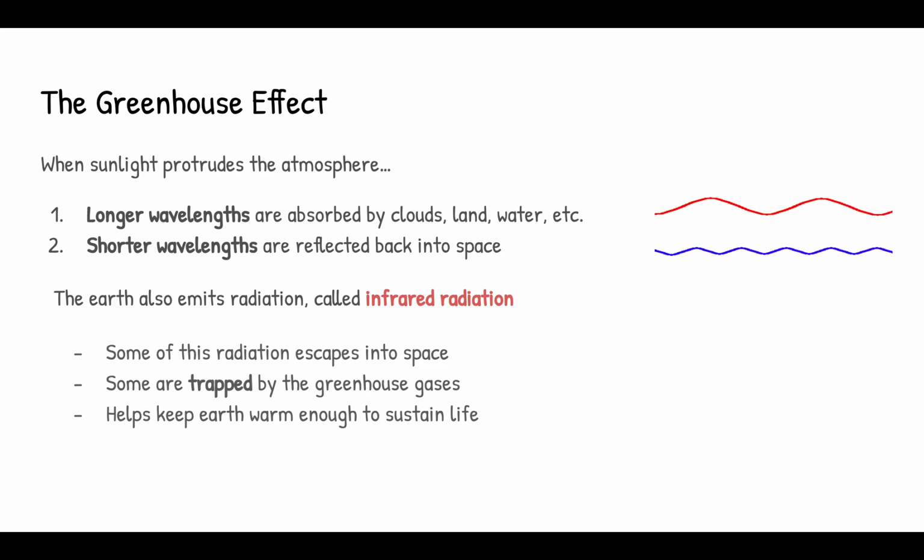This process helps keep the Earth warm enough to sustain life. Without the greenhouse gases creating this barrier that traps a lot of this infrared radiation, the Earth would be too cold to host any life. Human life, other animals' lives, any organic matter, anything.